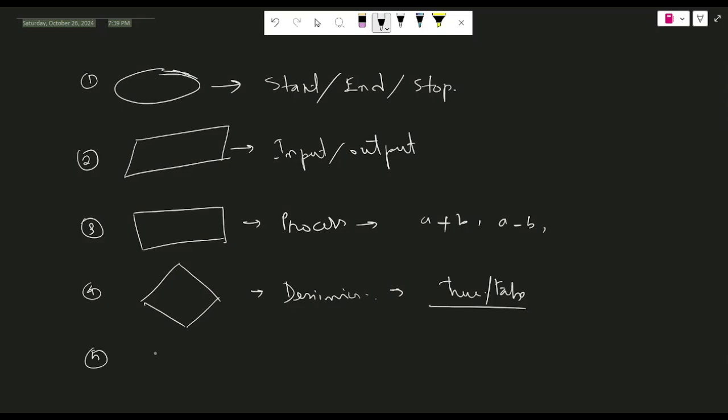Next, the fifth option is a connector, the flow line connector.